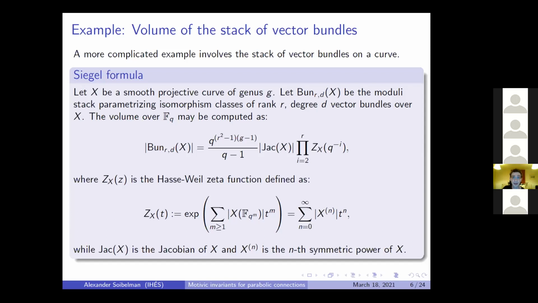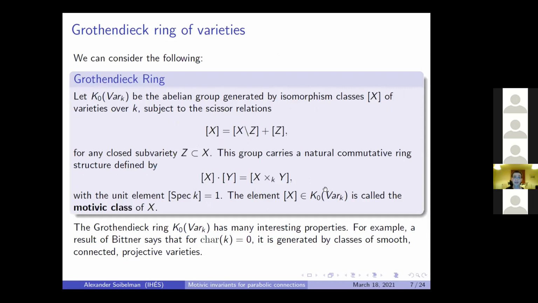Right. So I want to be able to do these kinds of computations, but more generally. Instead of working in the context of computing the number of rational points in an algebraic variety over a finite field, I'm going to be doing computations in the Grothendieck ring of varieties. So I will be introducing that next.